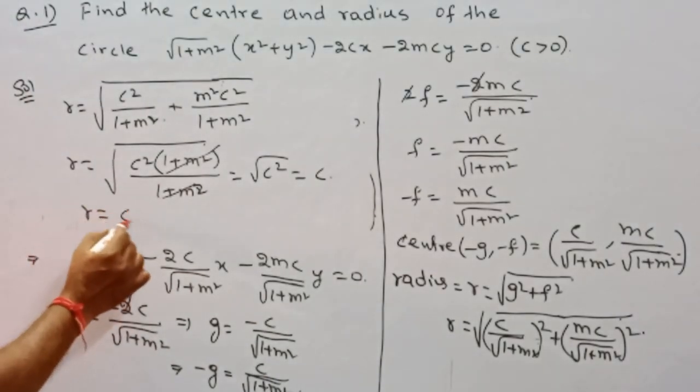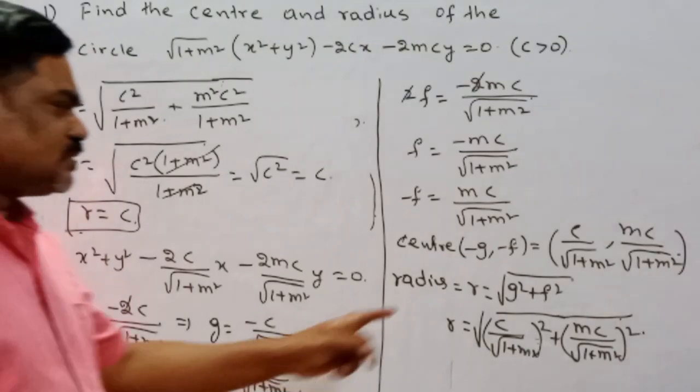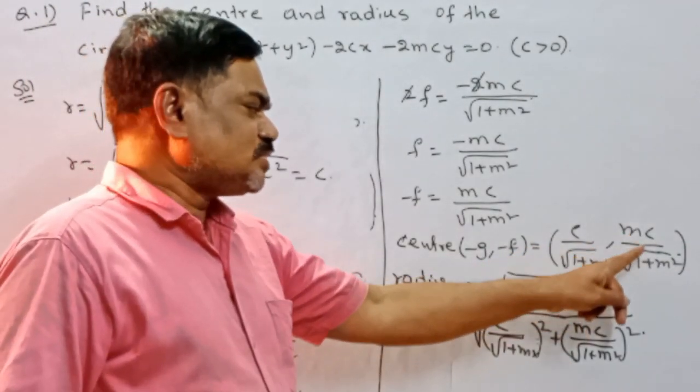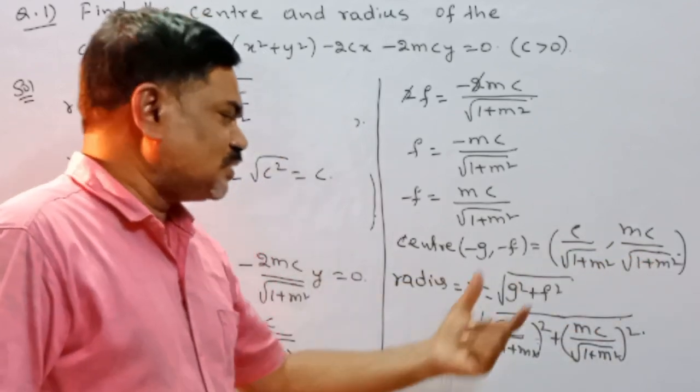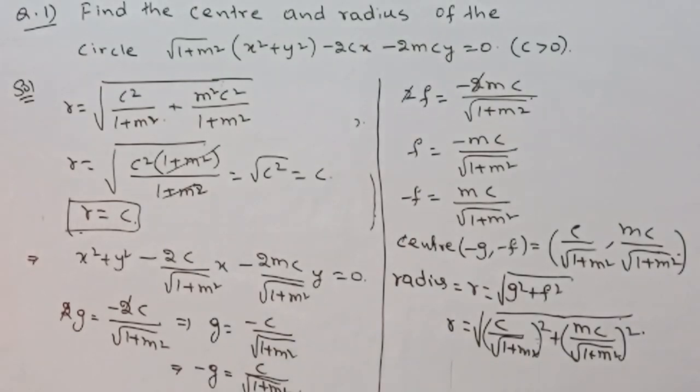What is the radius of the circle? R is equal to c, and the center of the circle is c by root over 1 plus m square comma m c by root over 1 plus m square. This is the radius of the circle. Okay, all of you, that's all.